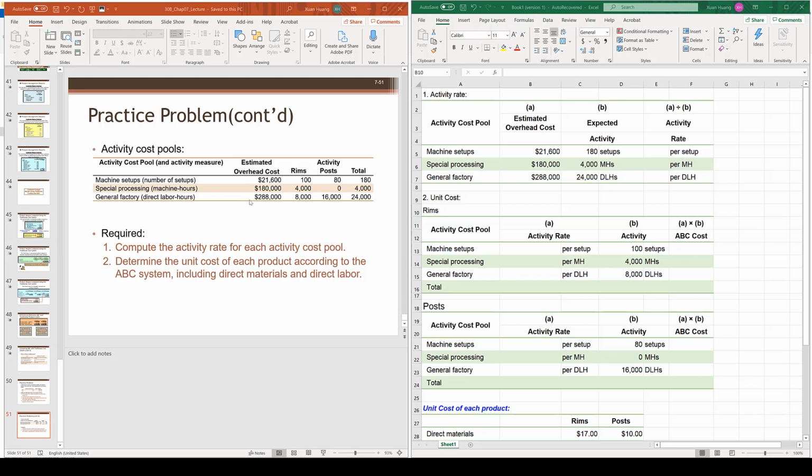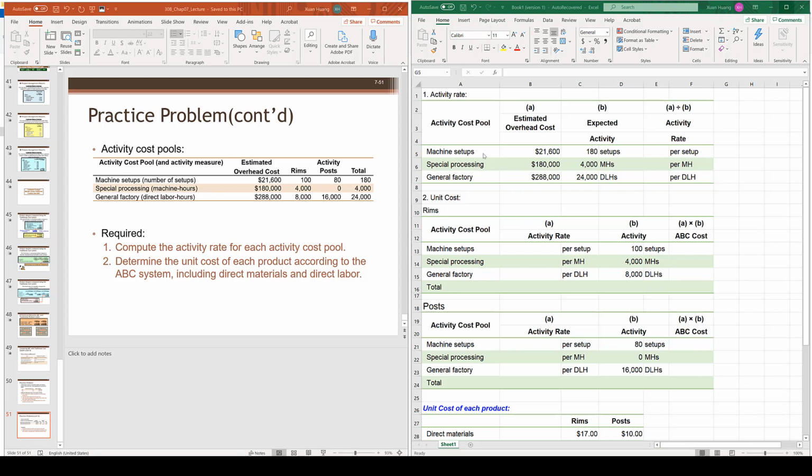This is step 3, to calculate the activity rate for each activity cost pool. I've already set up an Excel file here, and you can see that to calculate the activity rate, we use estimated overhead cost divided by the level of activity for each activity pool. And then we can calculate the activity rate.